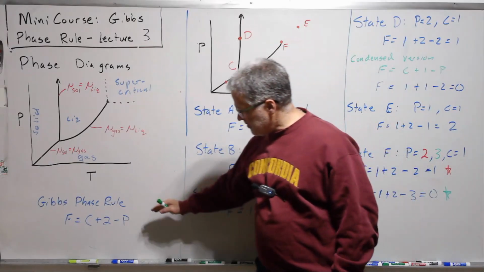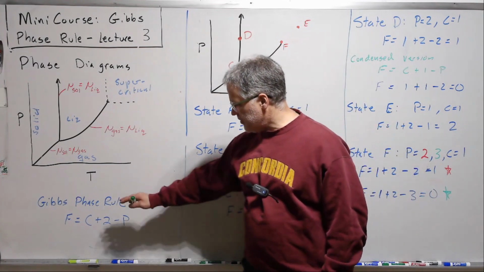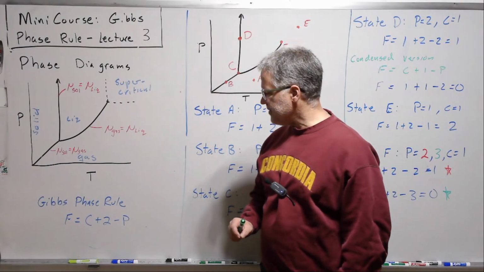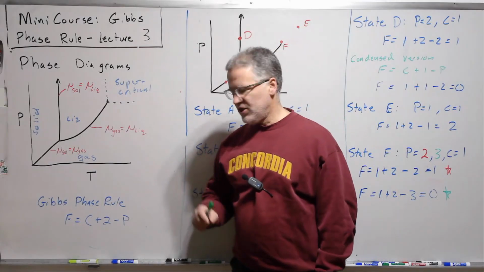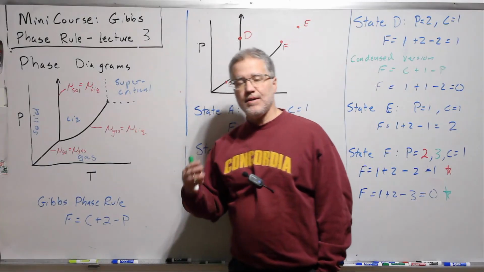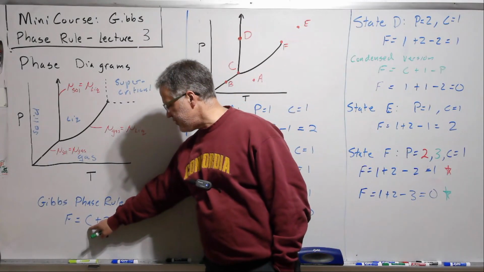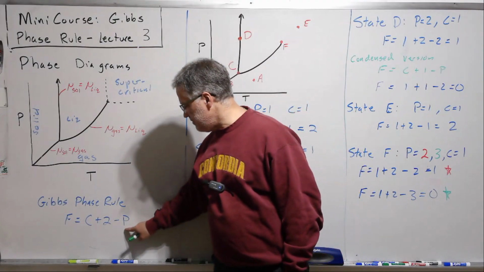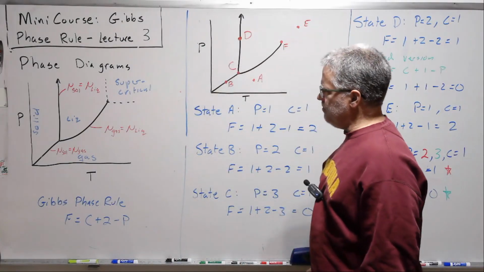I'll remind you that the Gibbs Phase Rule says the number of degrees of freedom for the system is given by the number of components, and we know about the subtlety of the components now: not just the species, but the species minus any reaction equations, or chemical reactions, plus 2, that's the temperature and pressure, typically. So these are the two thermodynamic variables, coming from the concentration independent variables. And then minus the number of phases.